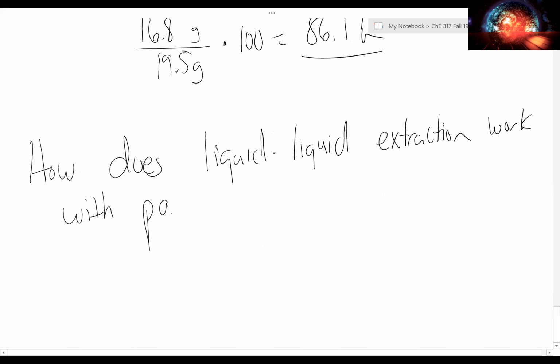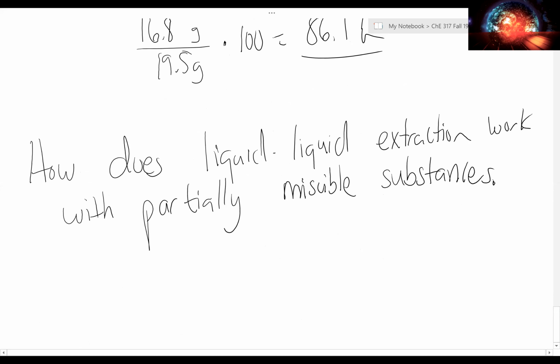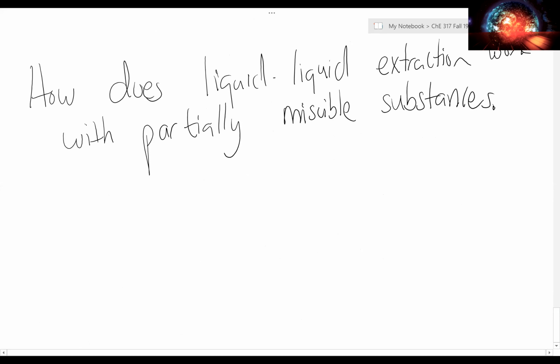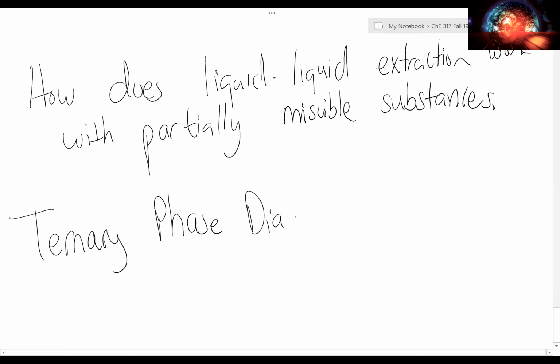With partially miscible substances. Well, this is where ternary phase diagrams come into play. They call them triangle phase diagrams. I just call them ternary phase diagrams.